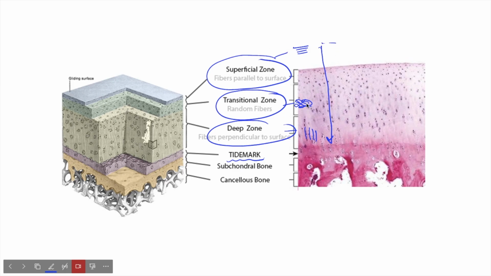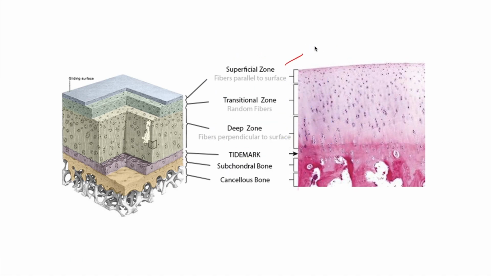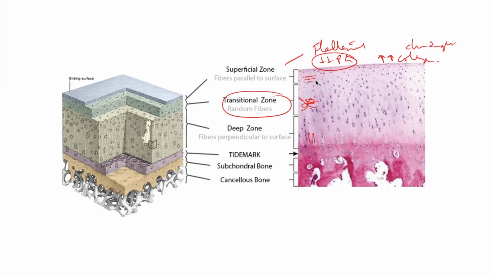In the superficial zone, they have flattened chondrocytes and sparse proteoglycans. So proteoglycans are decreased. They have the highest concentration of collagen and lowest concentration of proteoglycans. In the transitional zone, where the collagen fibers are intermingled, they don't have a correct orientation, they have a random orientation. This is the thickest layer with round chondrocytes and abundant proteoglycan component.